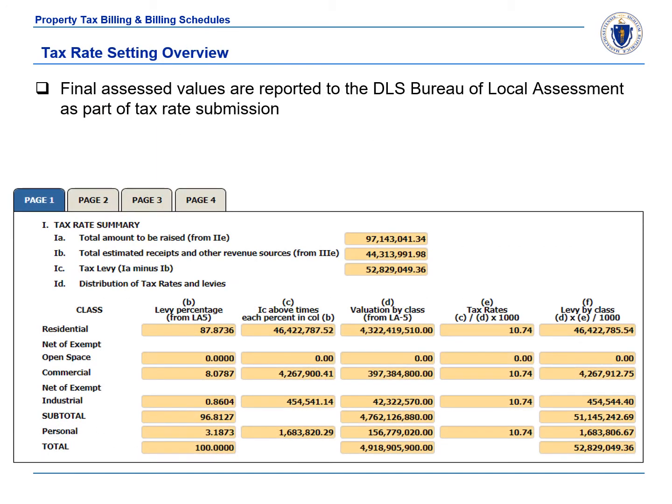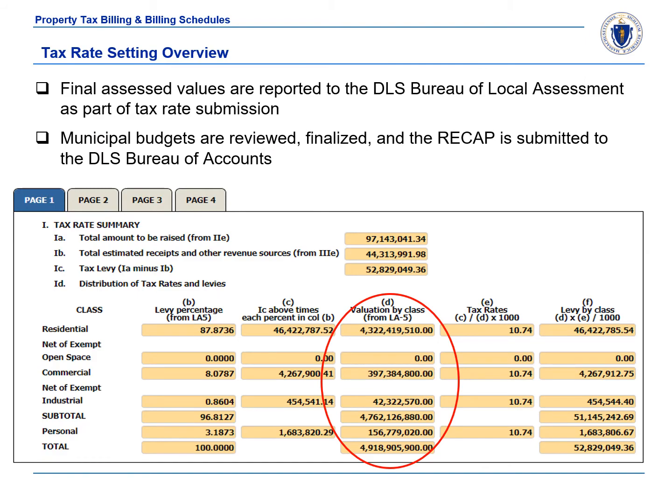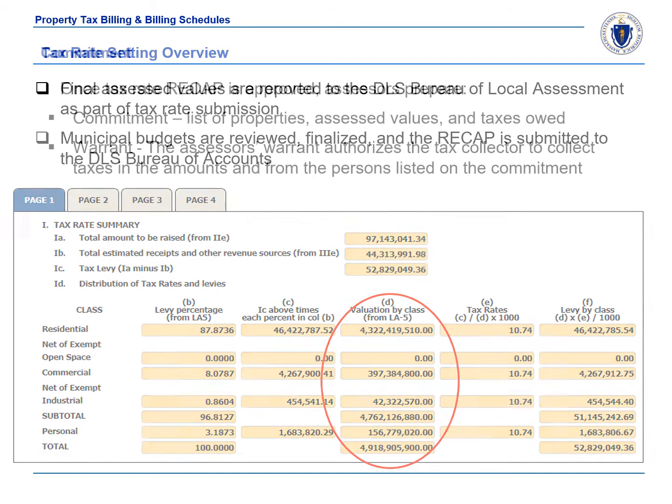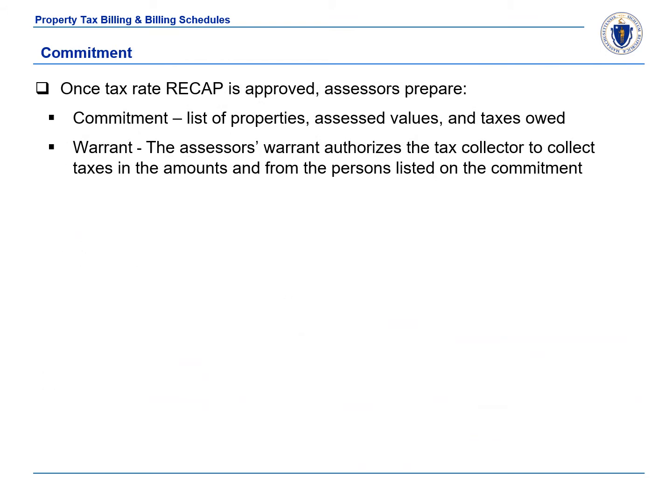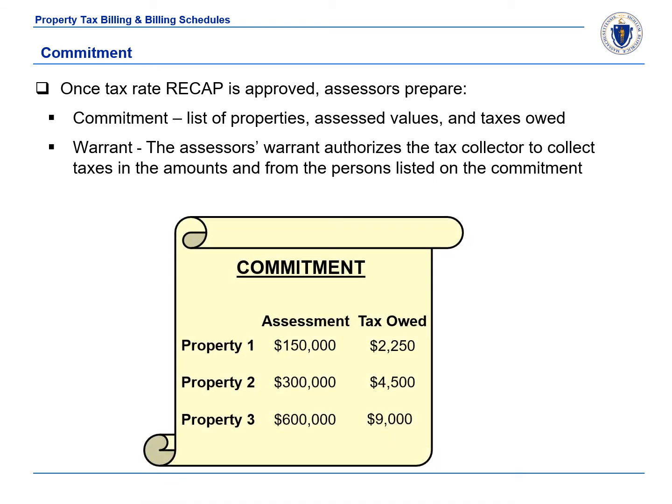Final assessed values are reported to the DLS Bureau of Local Assessment for approval as part of the tax rate submission. Municipal budgets are reviewed, finalized, and the recap is submitted to the DLS Bureau of Accounts. Once DLS's Bureau of Accounts approves the tax rate recap, assessors prepare a warrant which authorizes the tax collector to collect taxes and a list of all property taxpayers, called the commitment, which lists the assessed value of their property and the amount of taxes owed. The assessors send the commitment and warrant to the tax collector who issues bills and collects property taxes.